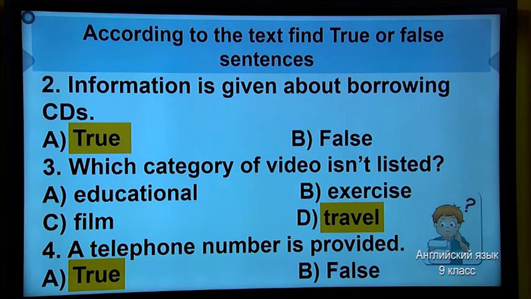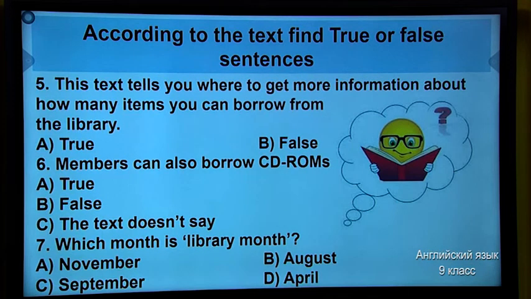Let's move to another task. According to the text, find true or false. We'll continue. This text tells you where to get more information about how many items you can borrow from the library. A. True. B. False. Did you find it, dear pupils? Yes, it is true.